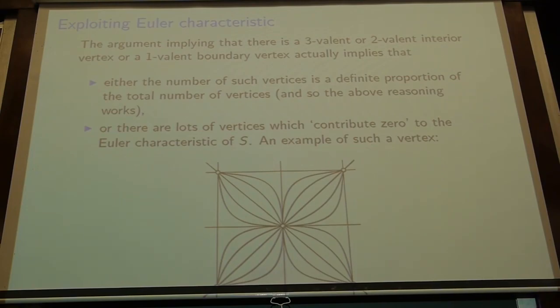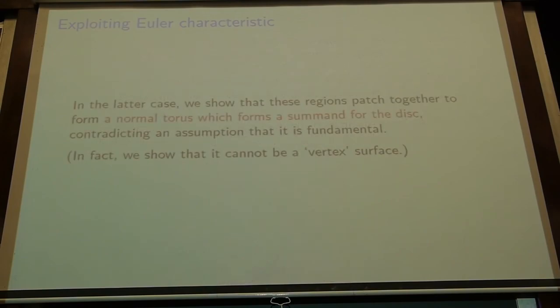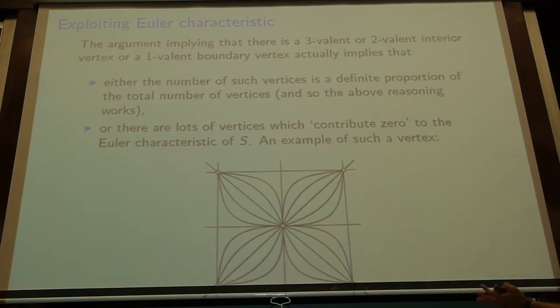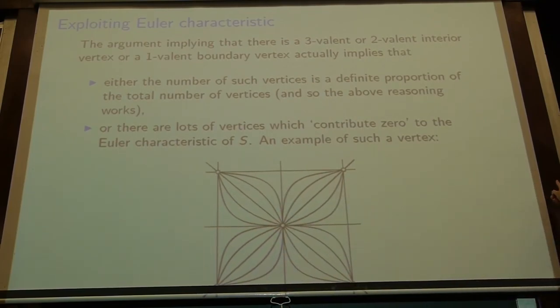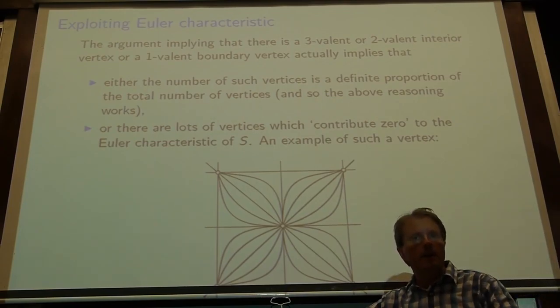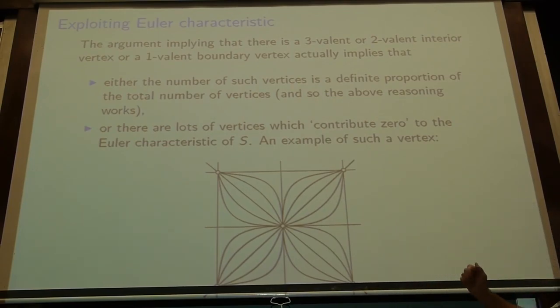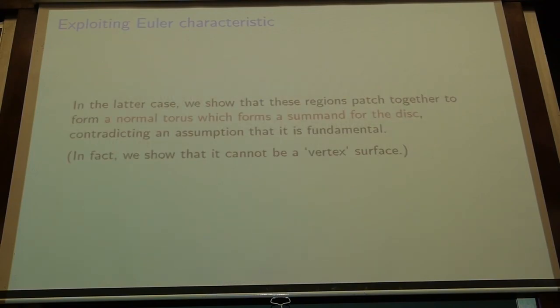So suppose you have loads and loads of these. Well, it turns out that a rather subtle argument involving branch surfaces gives you that if you had lots and lots of these guys, then they would stack together to form a normal torus summand for your disk. You would be able to find a big chunk where the itinerary of this top bit going along here followed the itinerary in the 3-manifold of the bottom bit, left or right. And so that would give you a normal torus summand for the disk. And that would then contradict the fact that the disk was assumed to be fundamental.